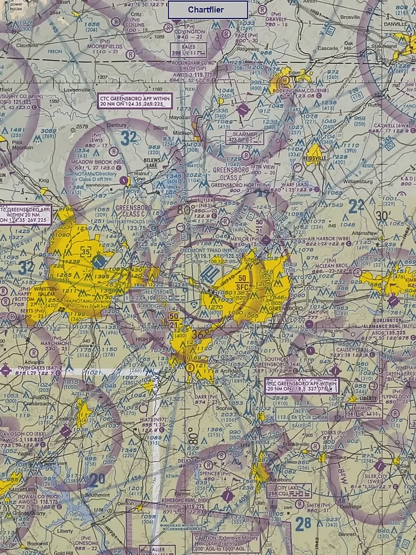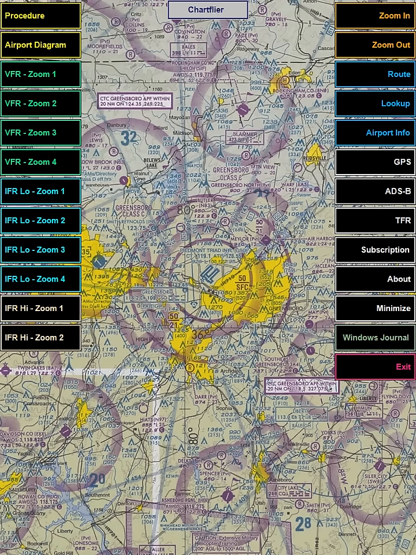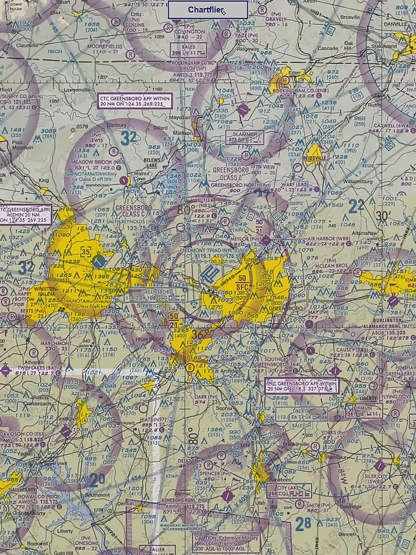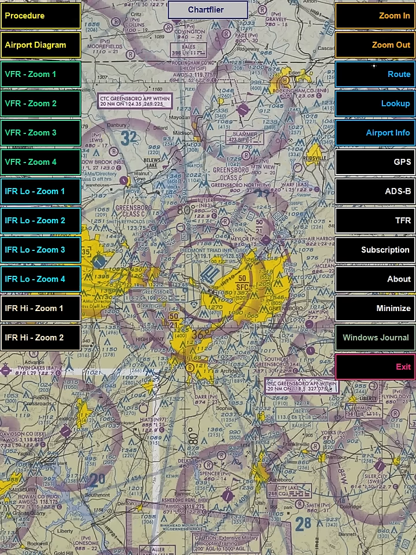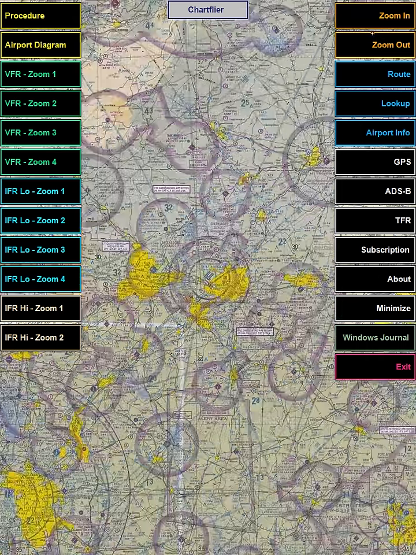Chartflier is based on the simple concept of one button. If you click on the Chartflier button, it brings up the soft keys. The left side is procedures and charts. The right side is features and zoom levels. So I can zoom in. I can zoom out. Or I can pick some different features.